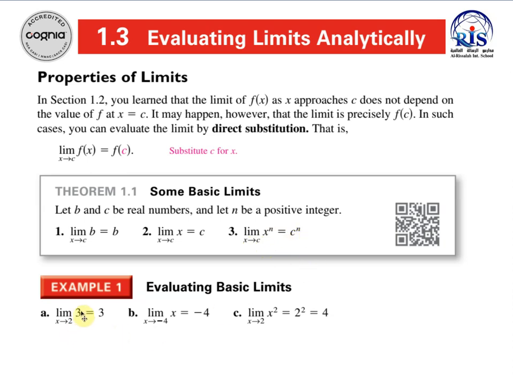For example, the limit of 3, which is a constant number, as x approaches 2 is 3, and the limit of x as x approaches -4, I will replace x by -4, so the value is -4, and as x approaches 2, the limit of x squared is 2 to the power of 2, and the value is 4.